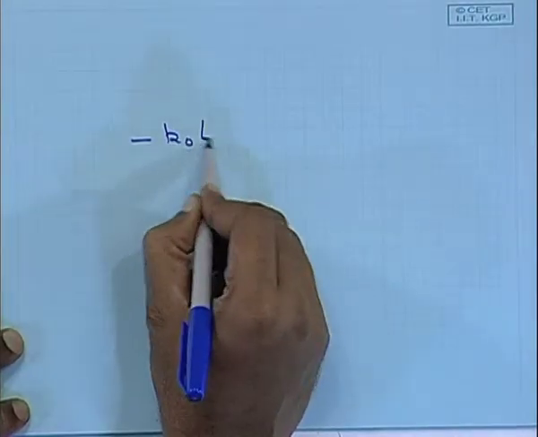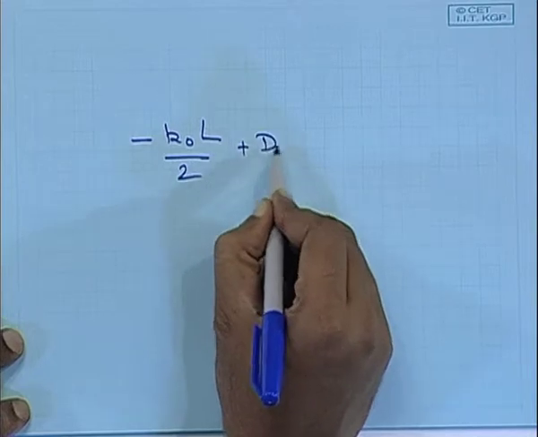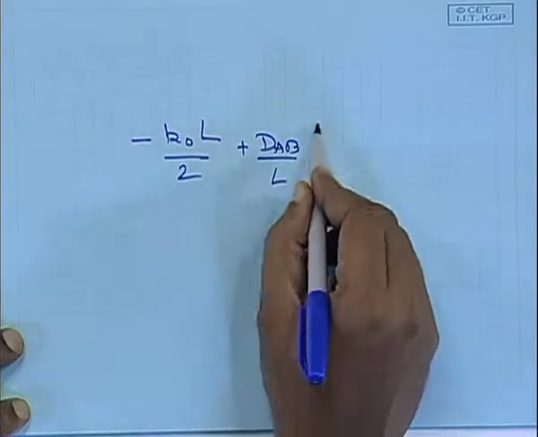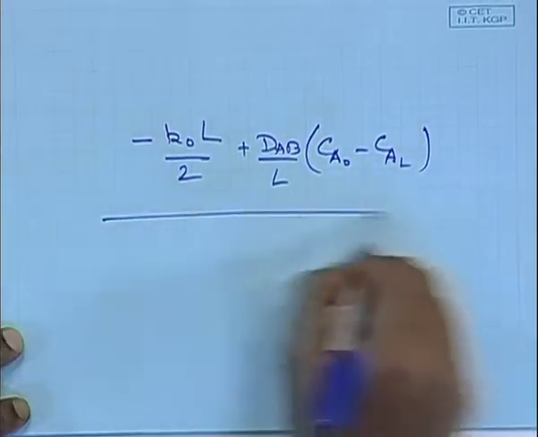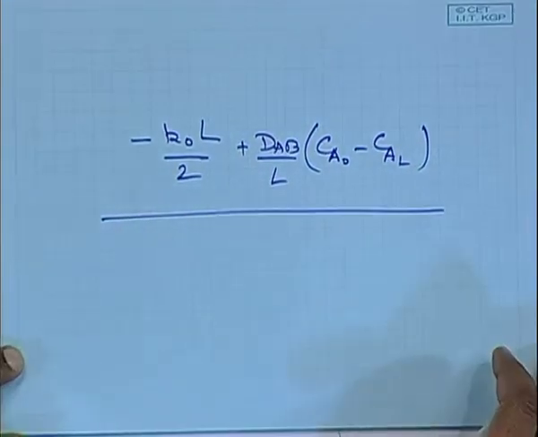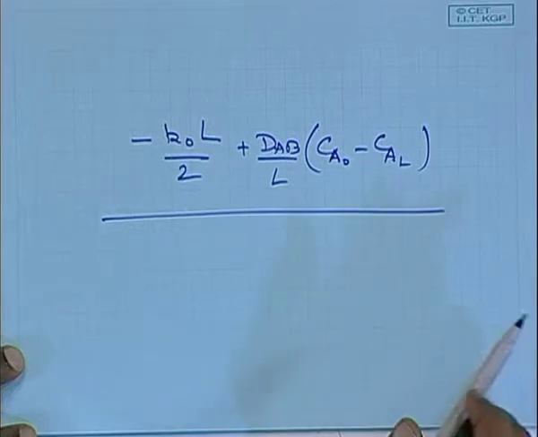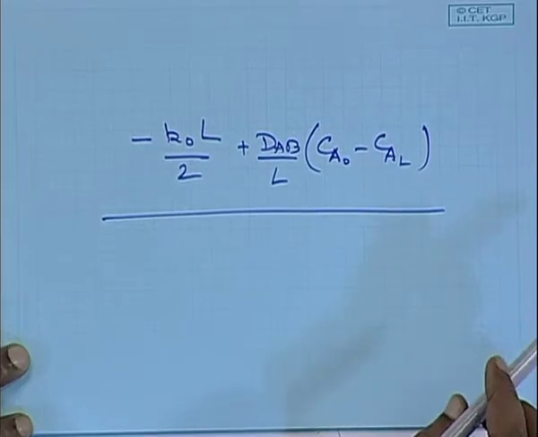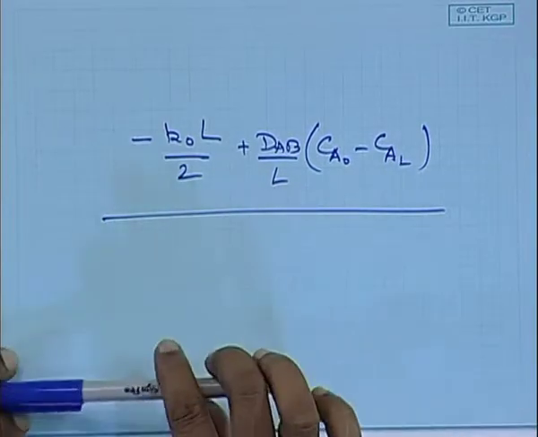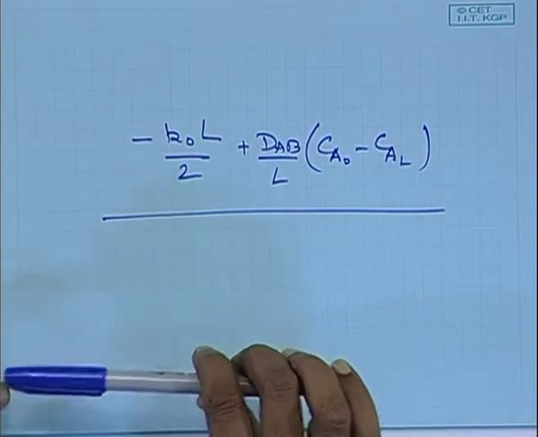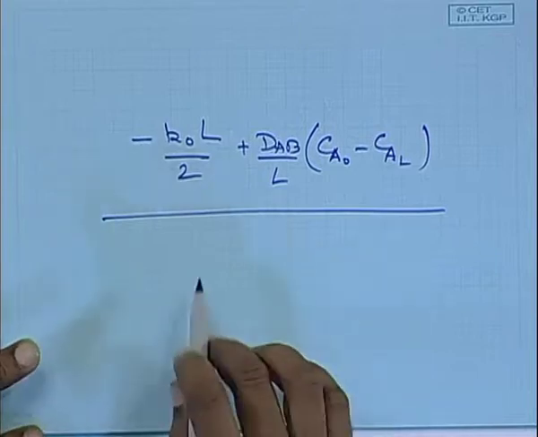It is going to be K0 L by 2 plus dAB by L, times Ca0 minus CaL. Okay. So, this would be the expression for the assimilation rate, and this would be in moles per unit area of the lung tissue, per unit time. Any question up to this point?